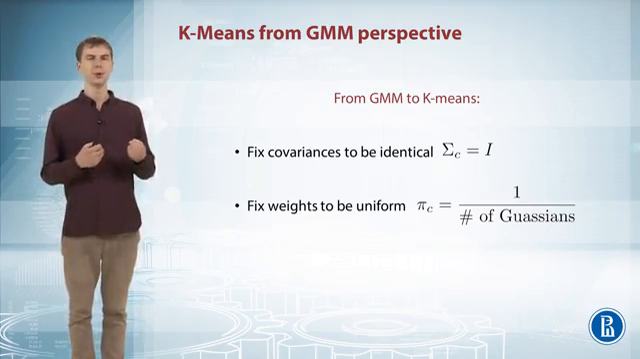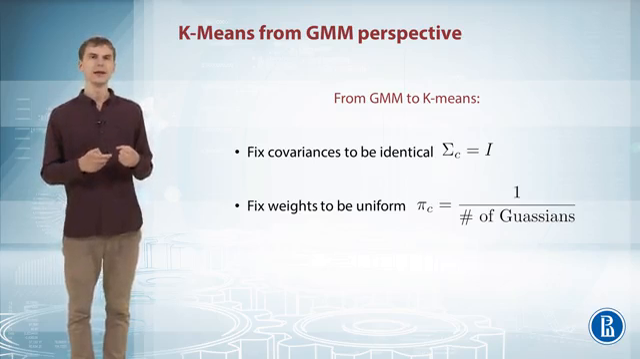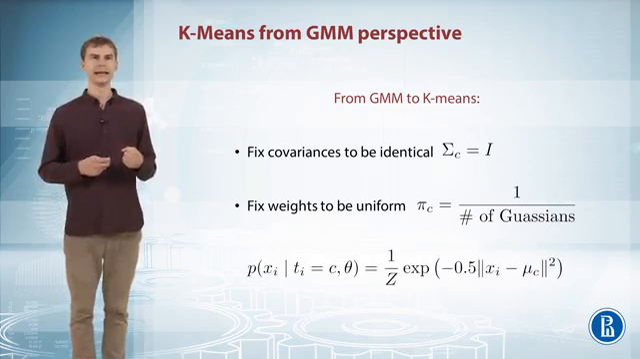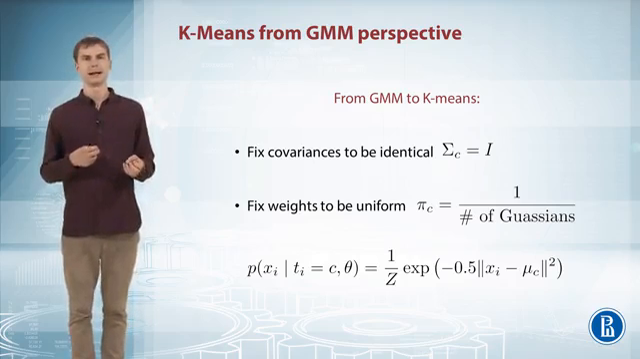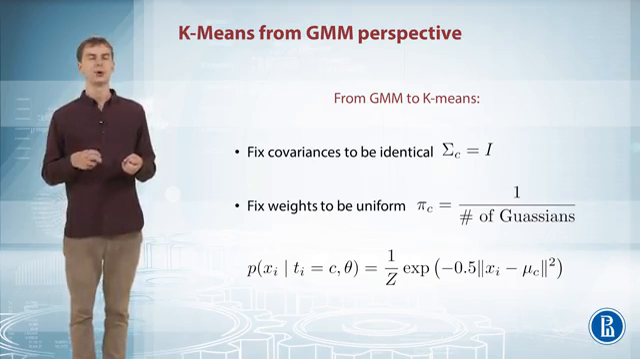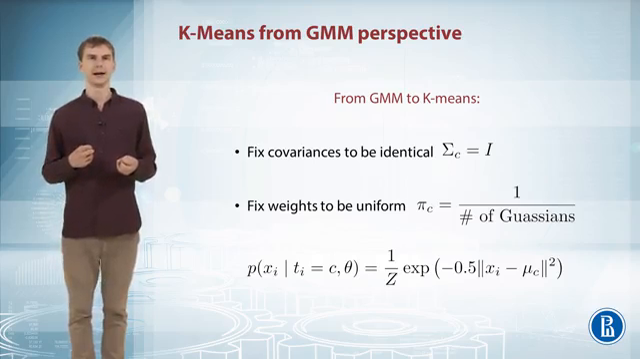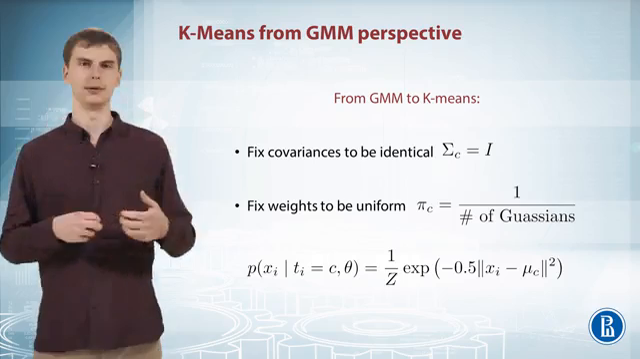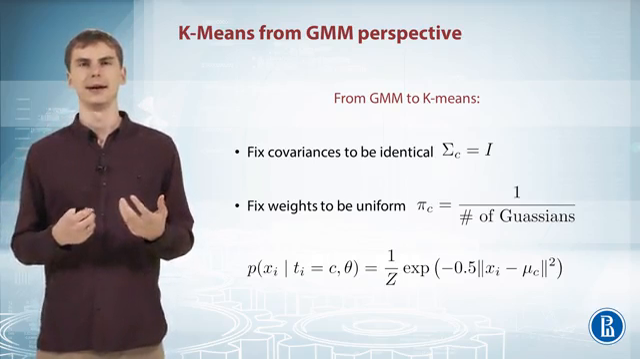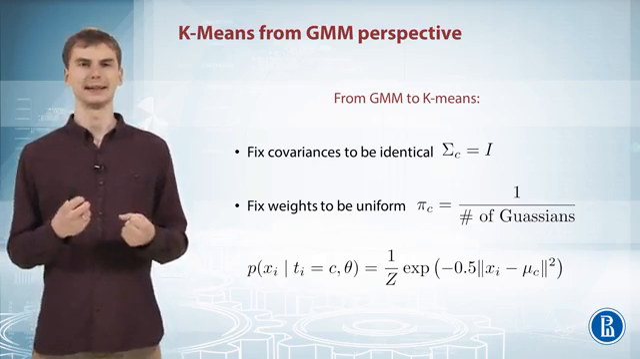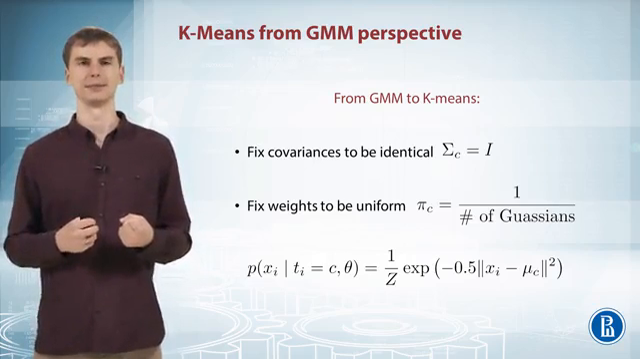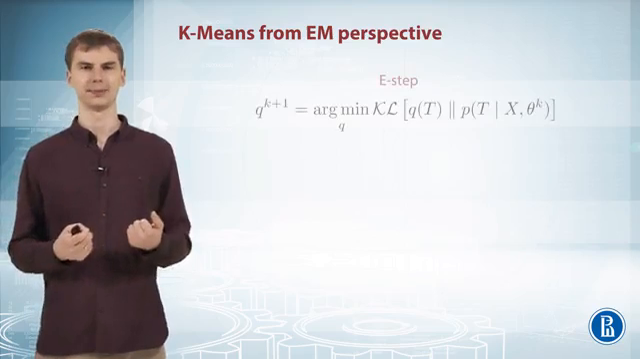This way we'll have only mu as the parameters of our Gaussian mixture model, or kind of restricted Gaussian mixture model. And then the density of each data point, given that we know the cluster, now looks like this. It's some normalization times the exponent of minus 0.5 times the squared Euclidean distance between x_i and mu_c, where mu_c is the center of the Gaussian number c. You can prove that this is exactly the formula for the multivariate Gaussian if you have an identity covariance matrix sigma.